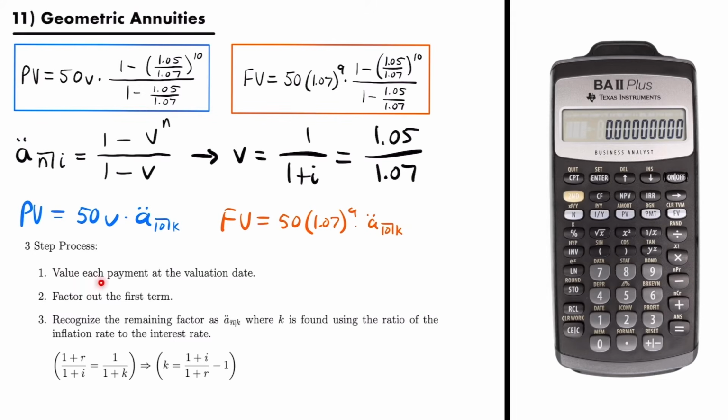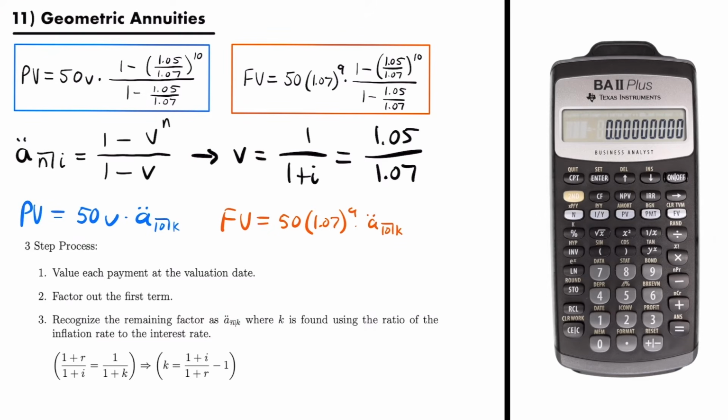We're still going to value each payment at the valuation date, and then we will factor out the first term, which would still be these two factors right here, and then recognize the remaining factor as the present value of an annuity due using that interest rate K, where K is found using the ratio of the inflation rate to the interest rate. And this is what that would look like, which if you solve for K, gives you this expression. And so if you take 1 plus your interest rate divided by 1 plus the inflation rate minus 1, then you have your value of K that you can use for that annuity due. And so let's test out that theory.